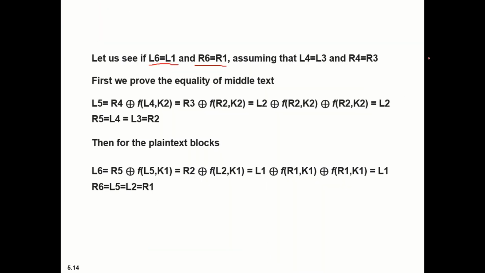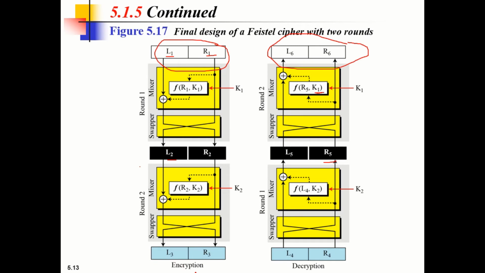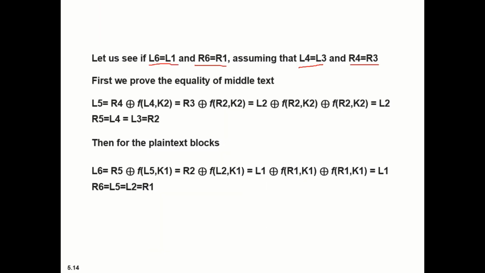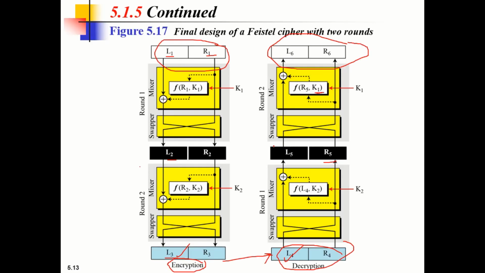Okay, and we assume that L4 is equal to L3 and R4 is equal to R3. That is the thing which I told you earlier as well, that when the message goes through the channel to here, we assume that this left part of this encrypted message and the message which we have over here are the same. So L3 is equal to L4 and R3 is equal to R4, right? So first of all, we'll be proving the equality of the middle text. Now middle text involves L2, R2 and L5 and R5, right?